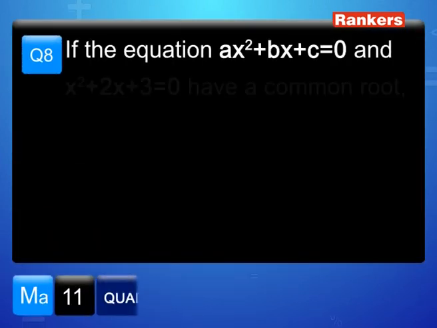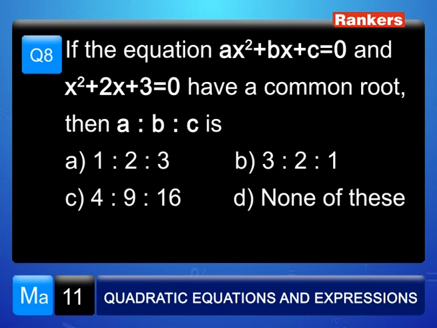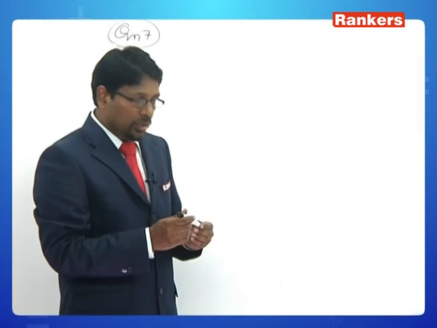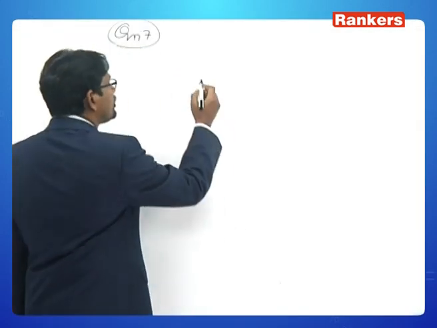Let's move to the next question here. If the equation ax squared plus bx plus c equal to 0 and x squared plus 2x plus 3 equal to 0 have a common root, then a is to b is to c is: A, 1 is to 2 is to 3; B, 3 is to 2 is to 1; C, 4 is to 9 is to 16; D, none of these. Now let's look at the second equation.